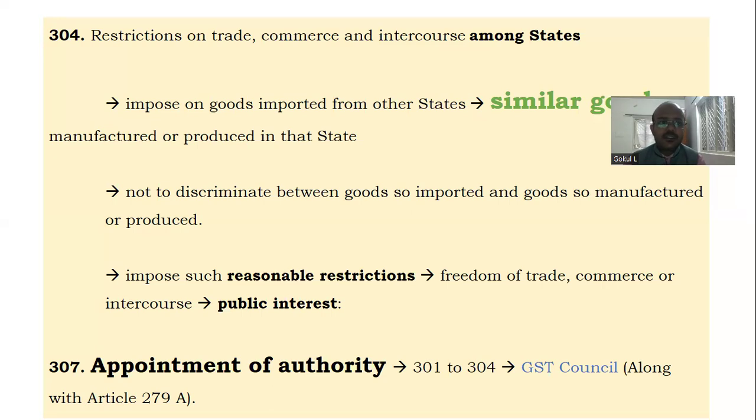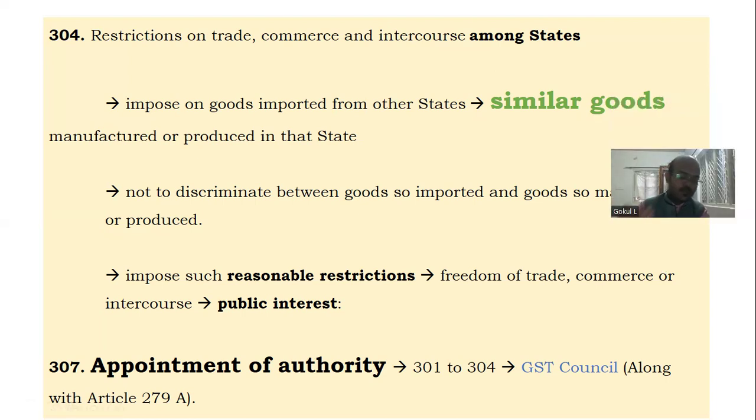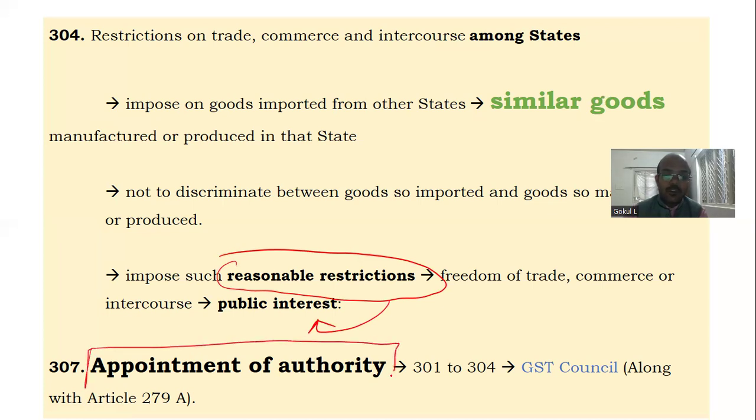Okay, next, 304, restriction on trade and commerce and intercourse amongst the states. Suppose similar goods are produced, even X state, Karnataka is also producing the same product, Telangana is also producing the same product, then you can restrict, because you have to protect the state's interest. When similar goods are protected, the domestic market has to be protected, right? So that is the reason you have the concept of reasonable restrictions. Here, reasonable restriction for what? Public interest.